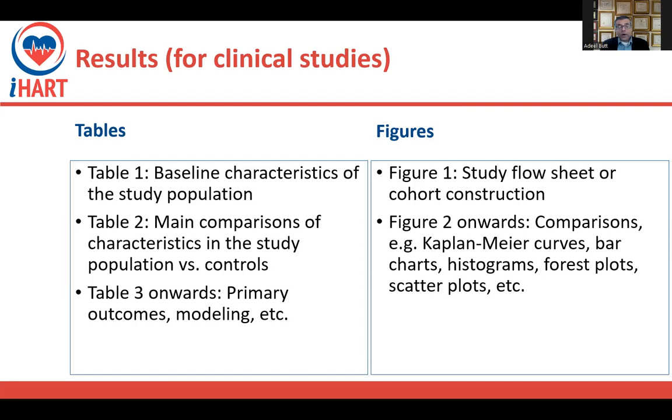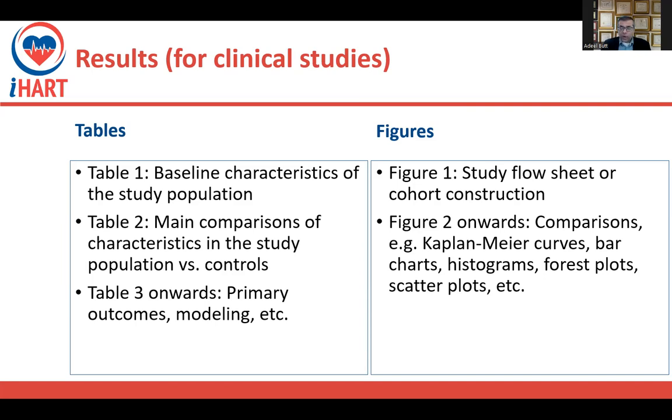From table 3 onwards, depending on the extent of results, you can have as many tables as you want within the limit set by the journal. Table 3 onwards is your primary outcome, then your results and the modeling that you did.